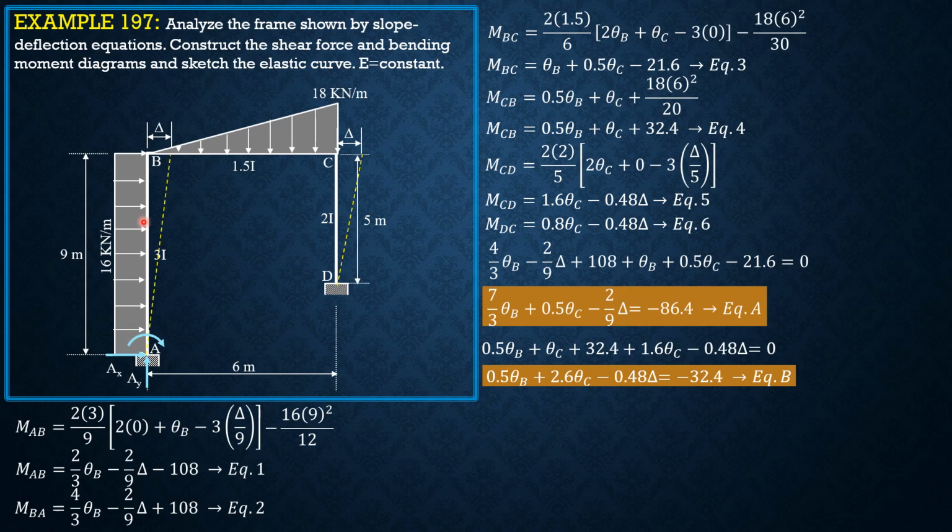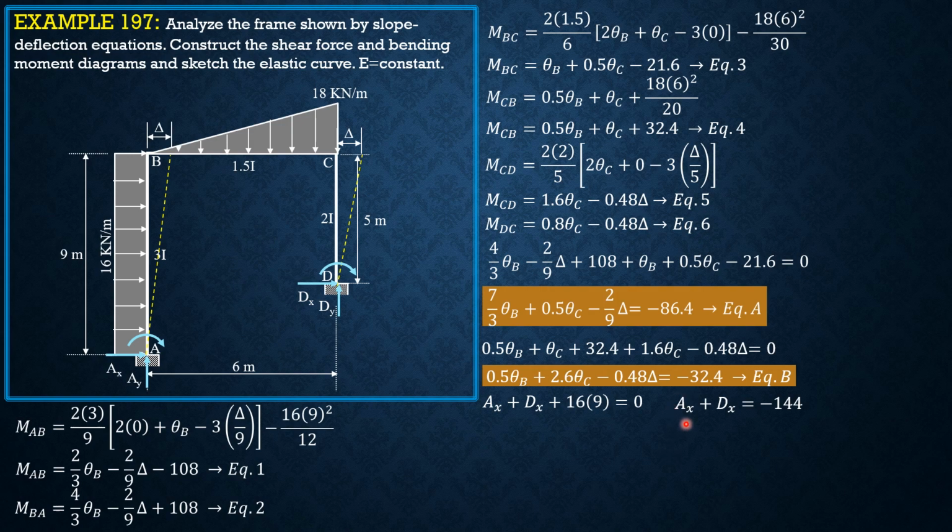And let's assume that the moments are all clockwise, so that they are treated positive in the equation. So this is the equation, summation of forces in x equals 0. Let's just assume that Ax and Dx are all rightward. So Ax plus Dx plus 16 times 9 equals 0, or Ax plus Dx equals negative 144.